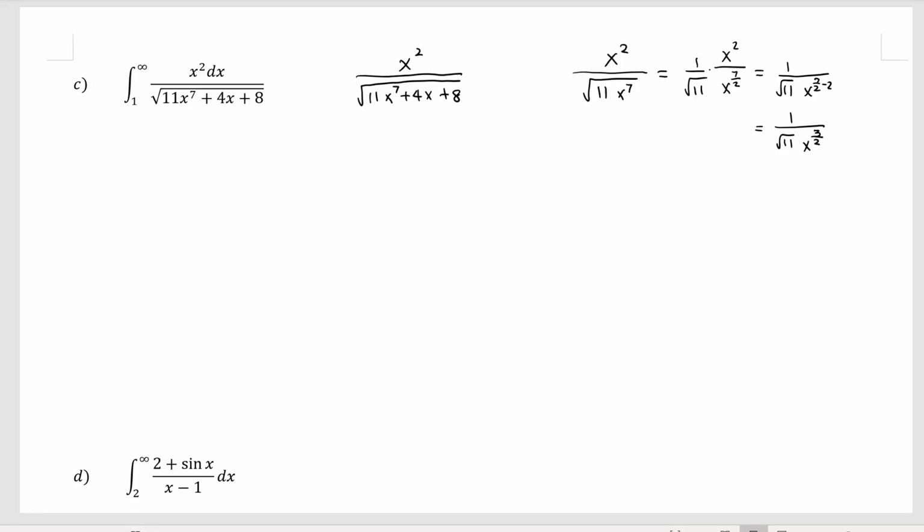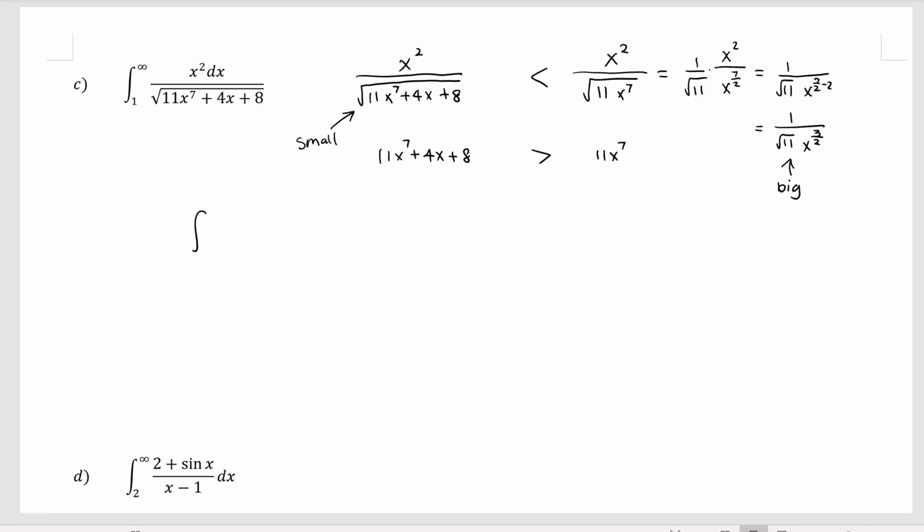Alright, which one is bigger? What's the difference? The numerators are the same. The denominator is the square root of 11x to the 7 plus 4x plus 8, versus the square root of 11x to the 7. Which one is bigger? The left-hand side, right? Because you're adding more things to it. And when you put it in the square root, that preserves the inequality. But when you put it in the denominator, it actually flips. So now this guy is the big guy, and this guy is the small guy.